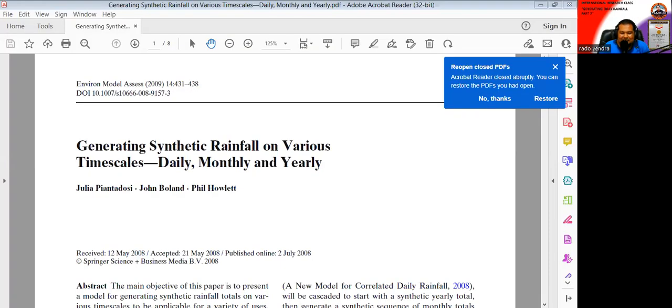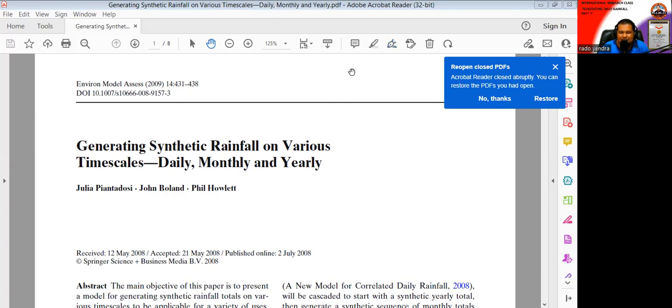Our discussion today is still based on the research article, generating synthetic rainfall on various time scales: daily, monthly, and yearly. We are not talking about the theory again. We will continue with our programming.